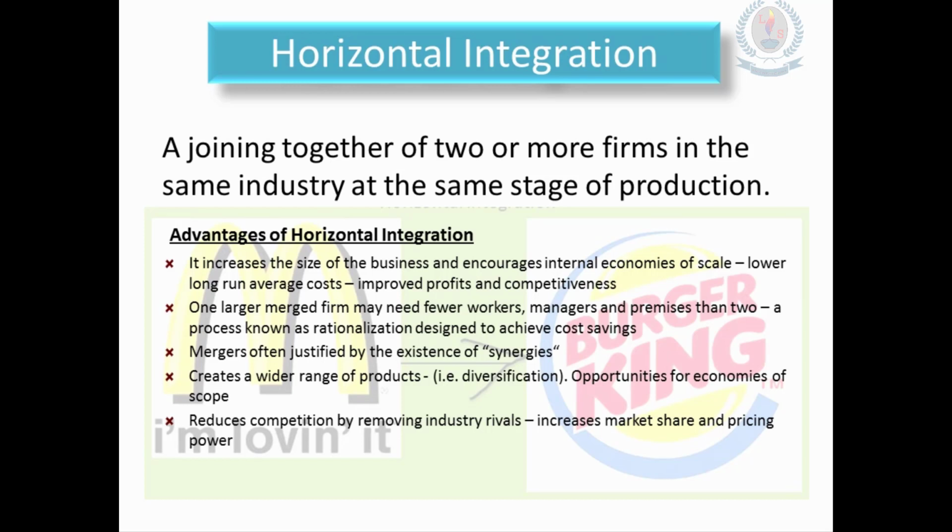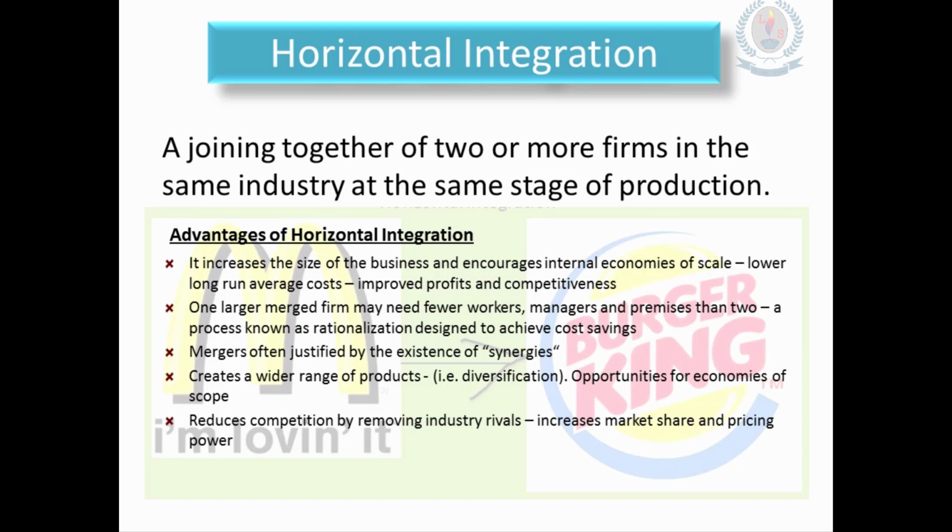Okay, the advantages of horizontal integration are that internal economies of scale are encouraged because of lower long run average cost, and it effectively increases profit rate and competitiveness. As well as that, one large merged firm needs only very few workers, managers and premises. As well as that, they have synergies.